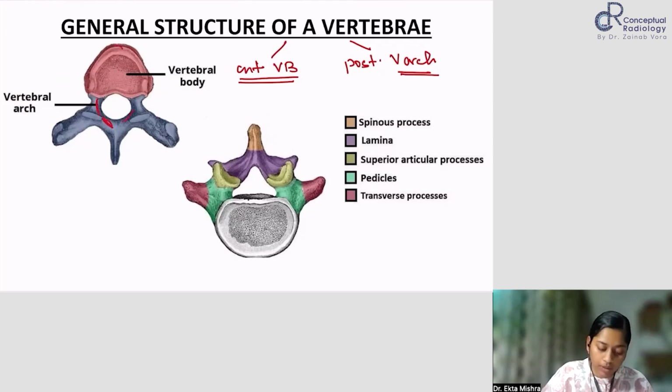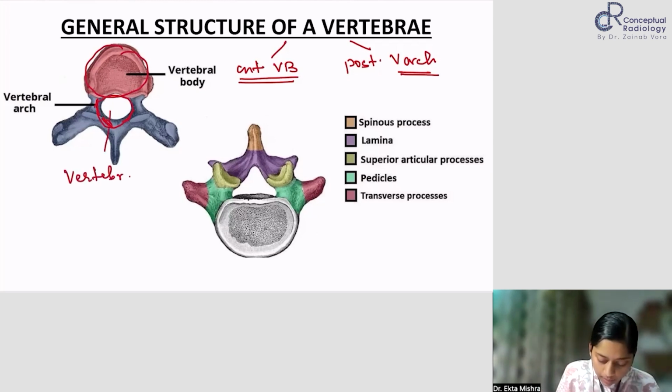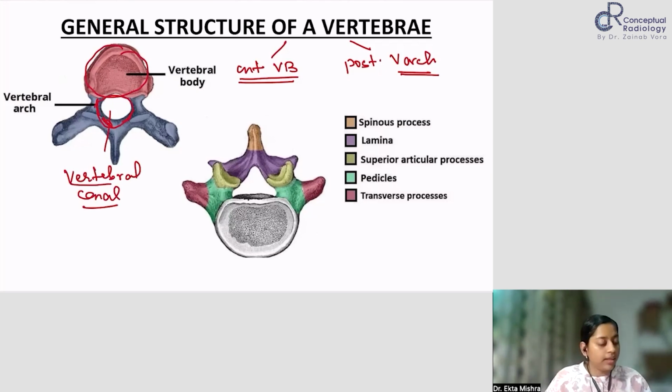In combination, the vertebral body and the vertebral arch enclose a space which is known as the vertebral foramen. The foramina of all the vertebrae line up to form the vertebral canal. And what is there in the vertebral canal? It encloses the spinal cord. So what is the use of this posterior arch? There are several bony prominences on the posterior arch which act as sites of attachment for muscles and ligaments.